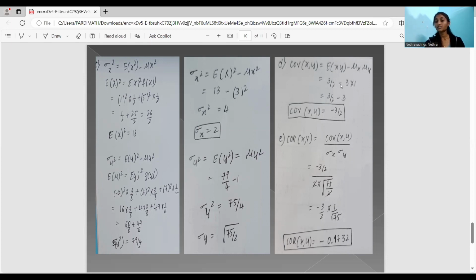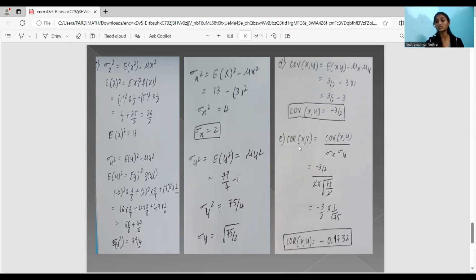Minus mu of x into mu of y, that is 3 into 1. We got the value for the covariance of x and y is equal to minus 3 by 2. Whether it is a negative value or a positive value, there is no such restriction. And that is the covariance of x and y.